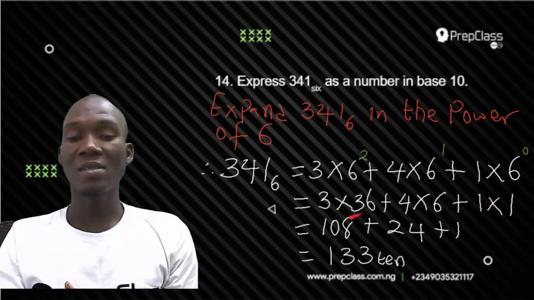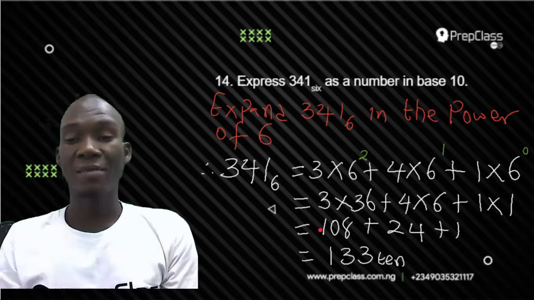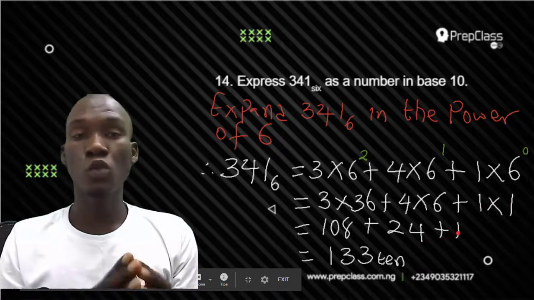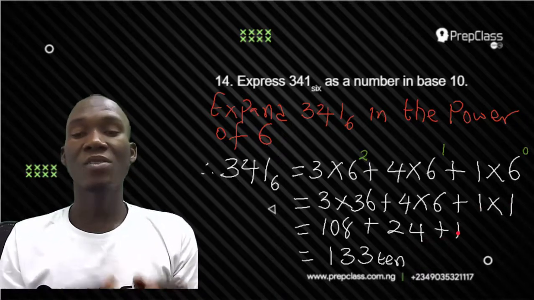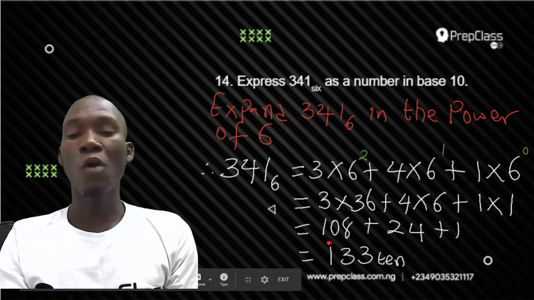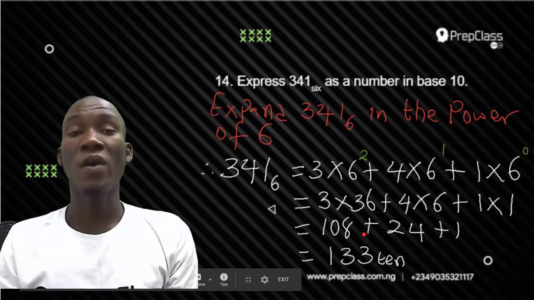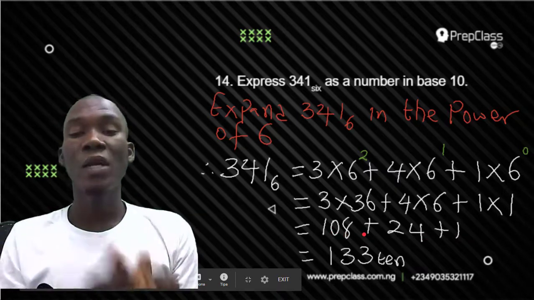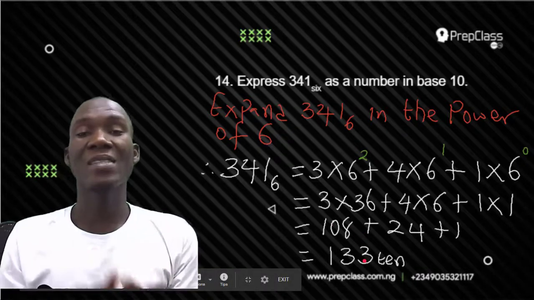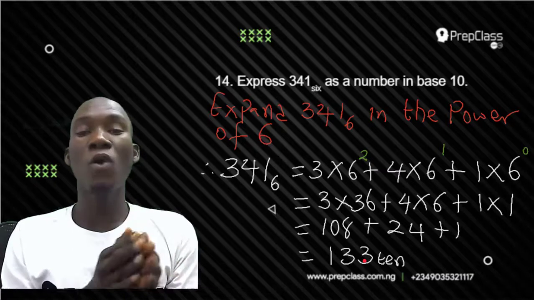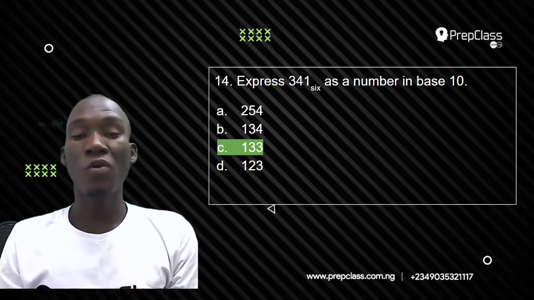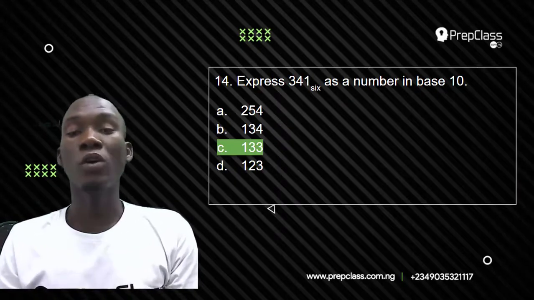Now 3 times 36 gives us 108. 4 times 6 gives us 24. And 1 times 1 gives us 1. So the next thing to do is to simplify by adding 108 plus 24 plus 1. When we add 108 plus 24, that gives us 132. Then 132 plus 1, we have 133, and that is in base 10. So converting 341 base 6 to base 10, we have 133 base 10. And the correct option is option C, 133.